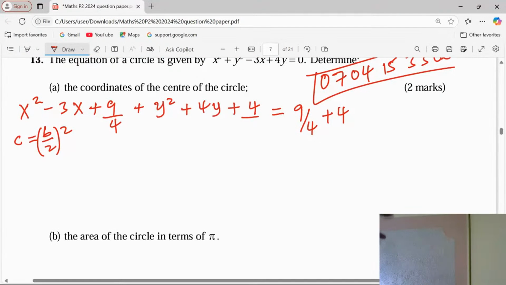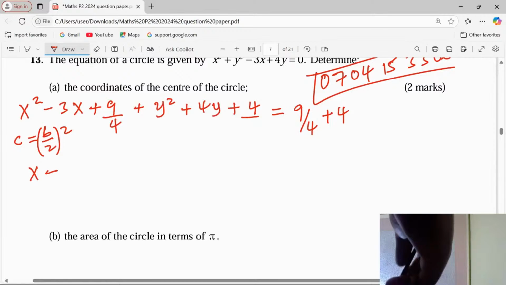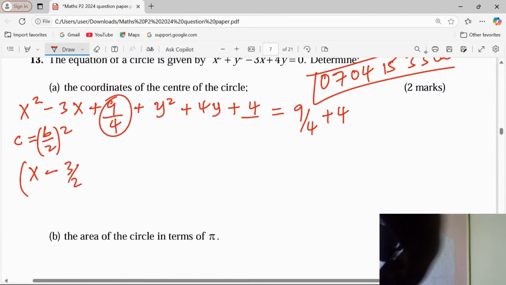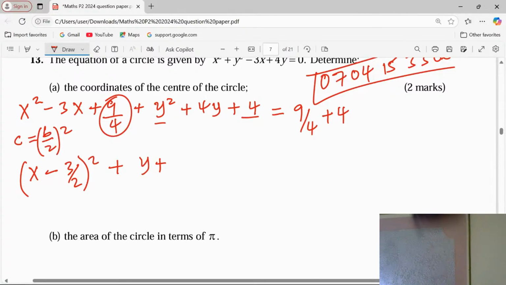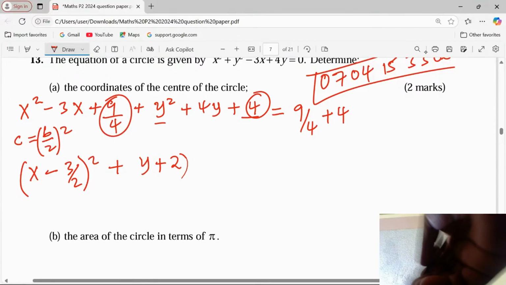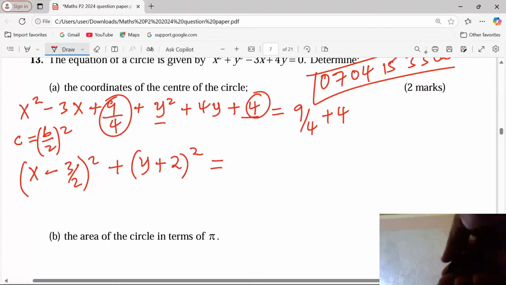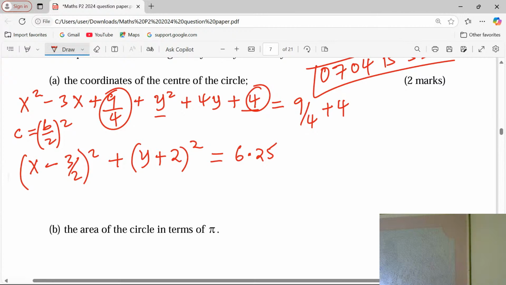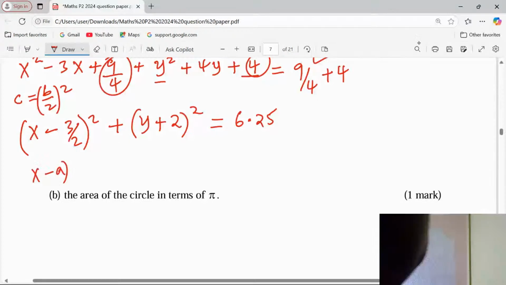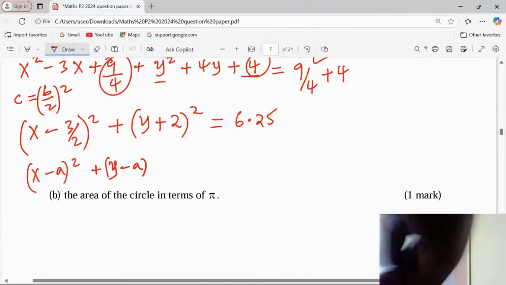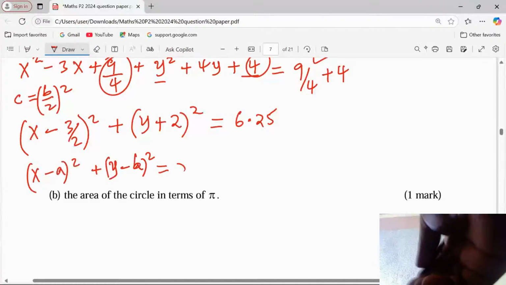We factorize the x component. So x, the sign which follows is a minus, the square root of the constant is 3 over 2, squared, plus y. The sign which follows is a plus, the square root of the constant is 2. On the right-hand side we are having 6.25. When you add, the general equation of a circle is given by x minus A, plus y minus B, squared equals radius squared.